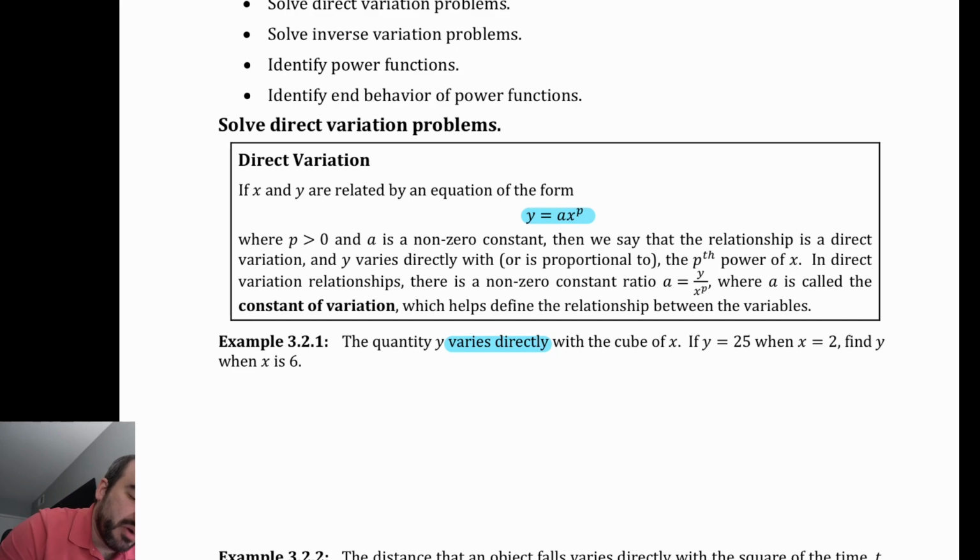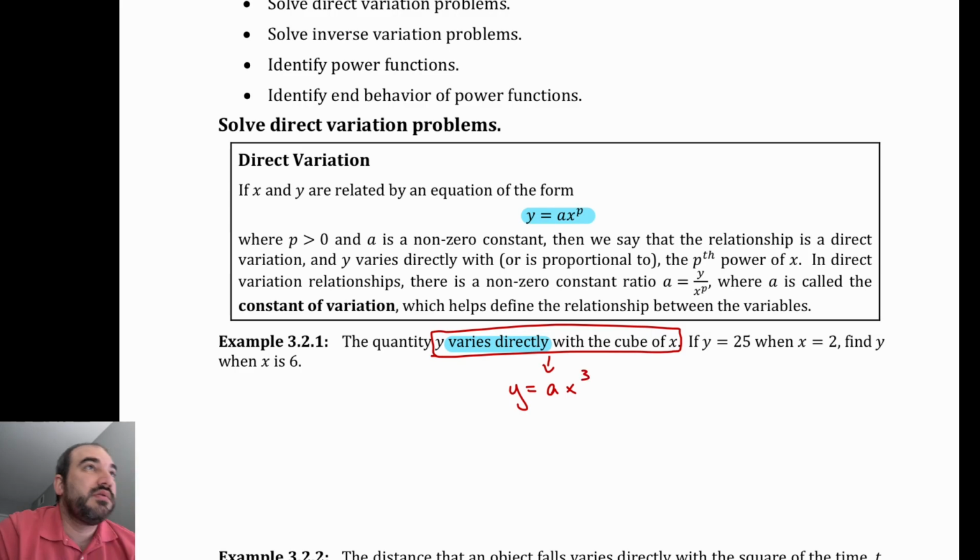So in this example here, it says y varies directly with the cube of x, which means we take that sentence, just this right here in the box, and that translates to y equals ax to the third, because it says cube of x. So that box, using this idea of direct variation, automatically gets us to this direct variation equation.